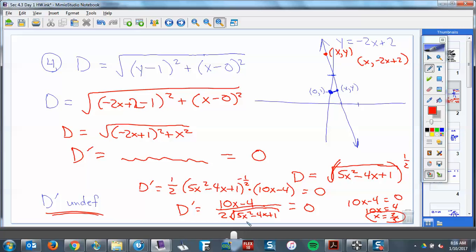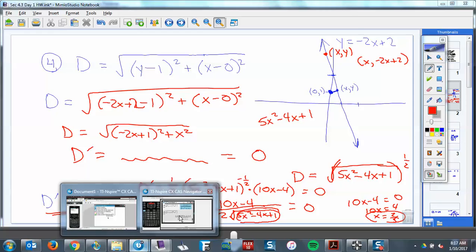When the bottom's 0, and even easier than that, the only time the bottom is 0 is when this inside the square root is 0. So we don't even need to do the whole bottom. It's just when will that be 0? So now we're asking ourselves, when will this be 0? Now, we do have a calculator, and so let's say we do have the calculator now.